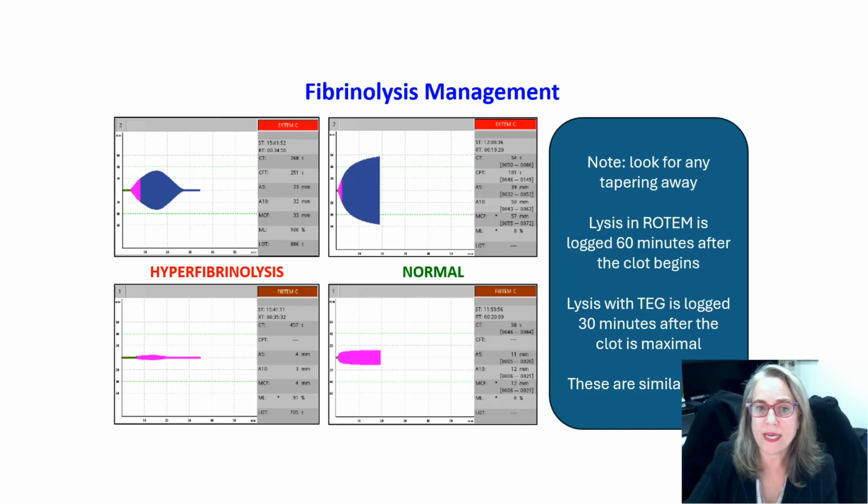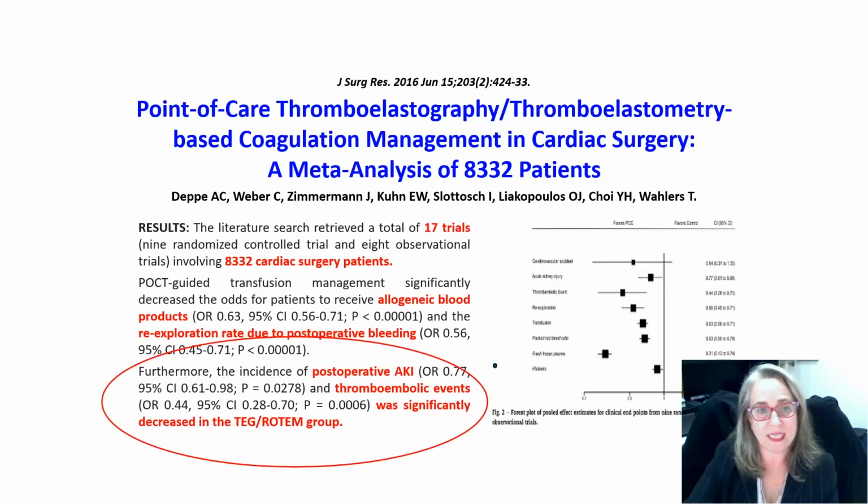And so we're looking at normal, we're looking at fibrinolysis, tapering away. And just pointing out that the lysis in the Rotem is logged at 60 minutes after the clot begins, and the lysis in the TEG, it's logged as 30 minutes after the clot is maximal. So even though it's a 60 and a 30, they're actually both looking at similar points in time when it's tapering. It's just a matter of when they started measuring, if that makes sense.